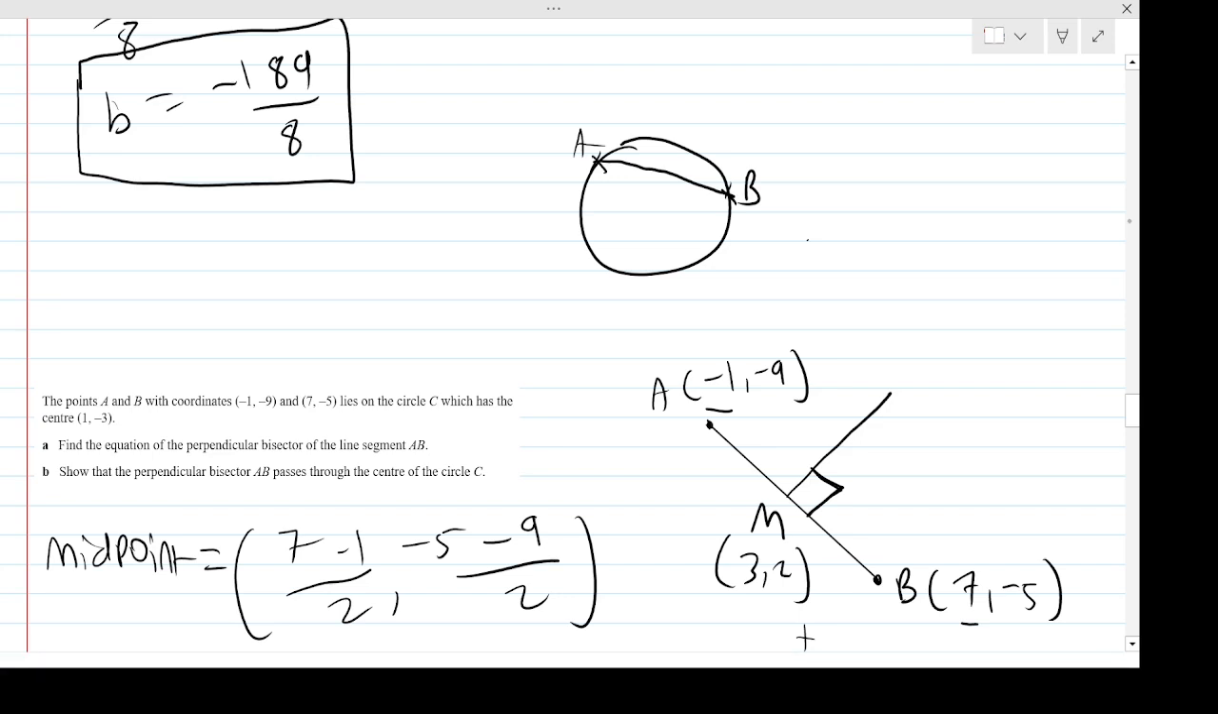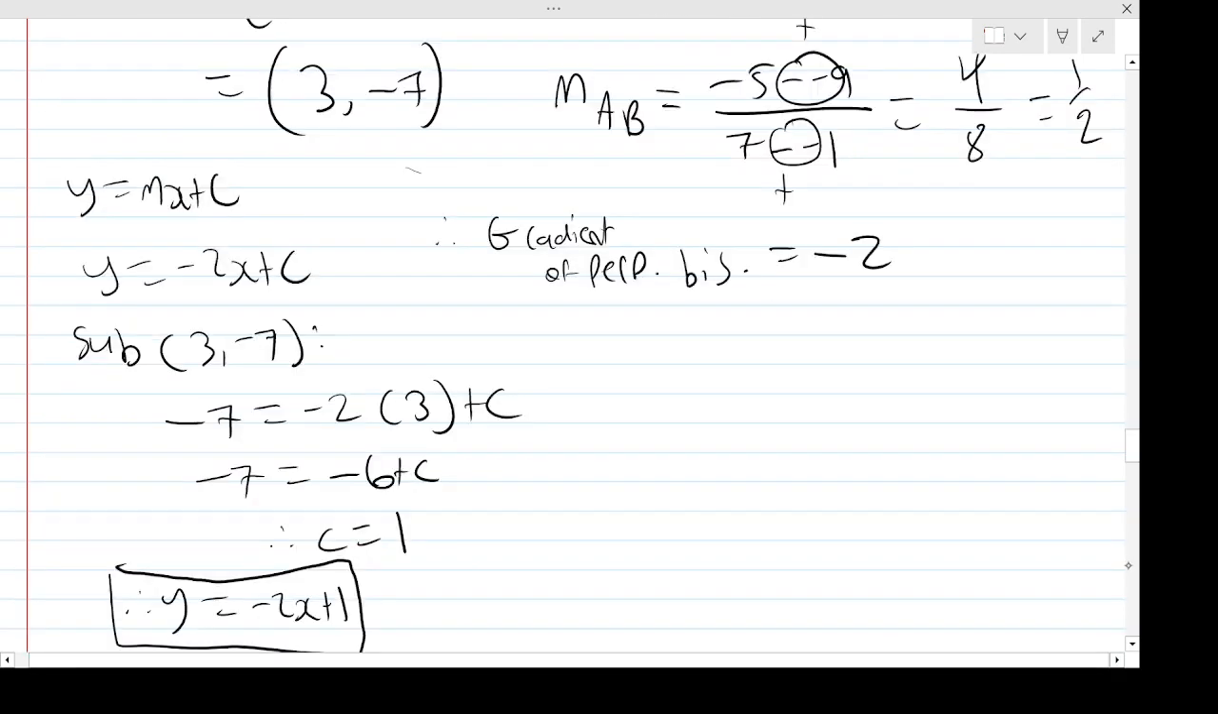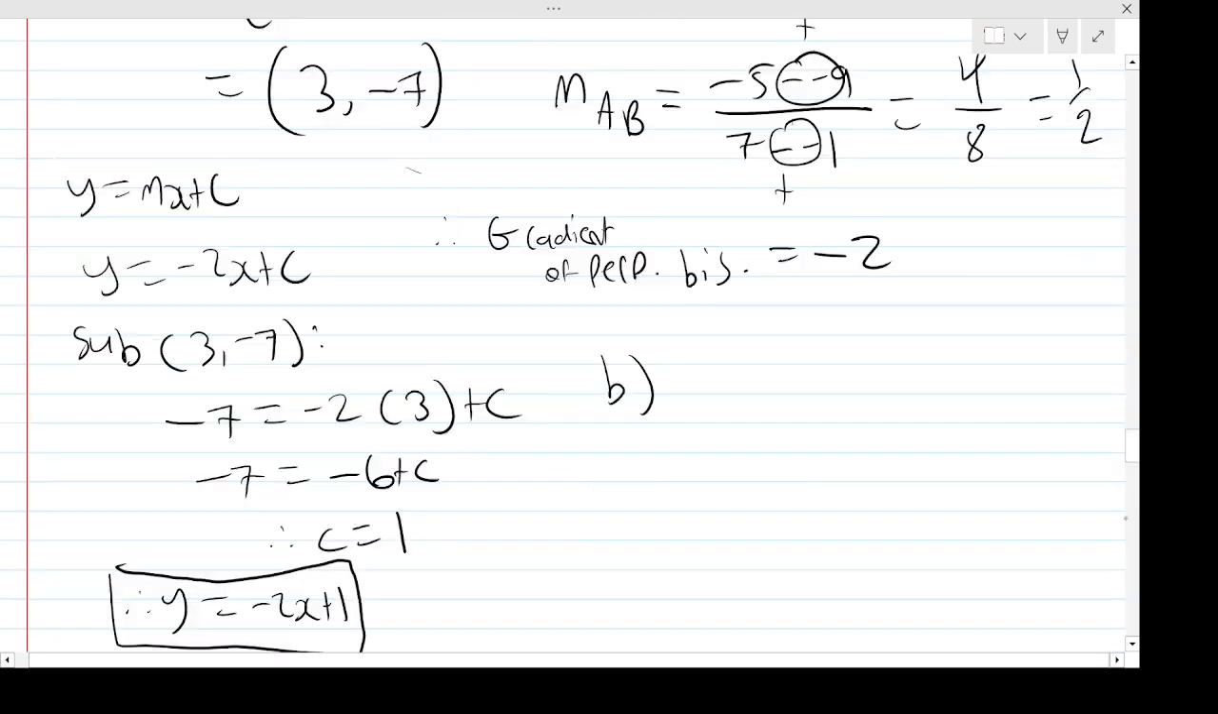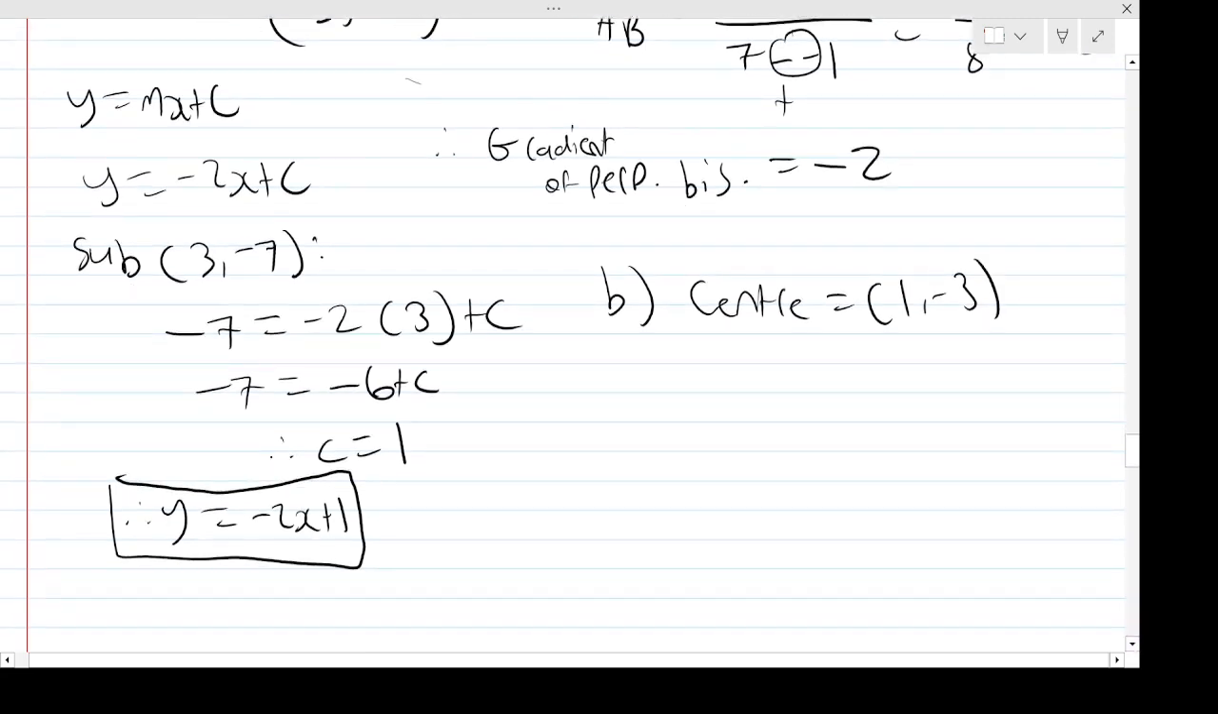We should expect that the perpendicular bisector will always go through the centre, but we're just showing that, okay? Okay, part B then. We need to show that the bisector passes through the centre. Well, that's where this comes in. The centre is (1, -3). To check that the line passes through the centre, for which we worked out the equation, we can just substitute the centre in and it should work.